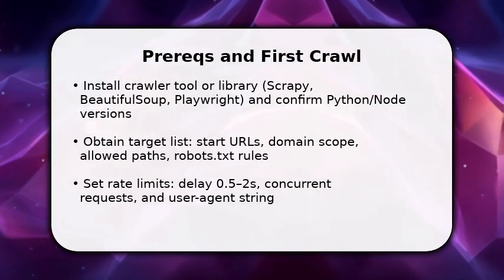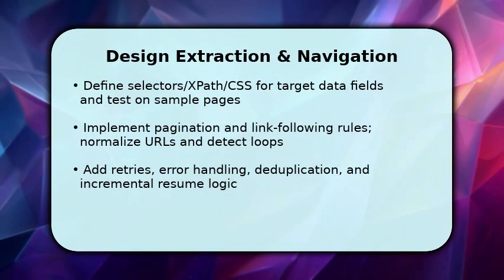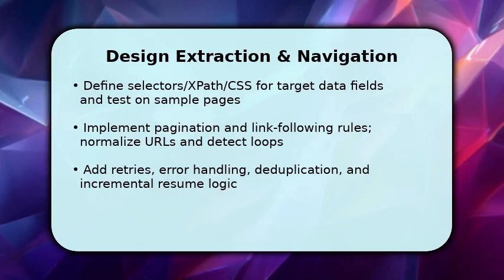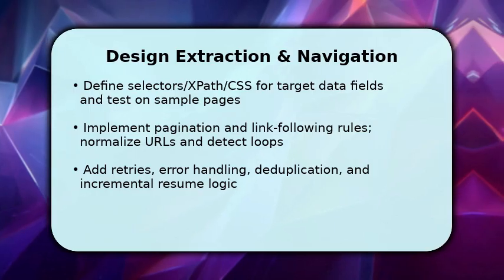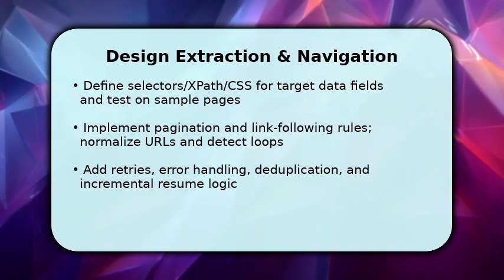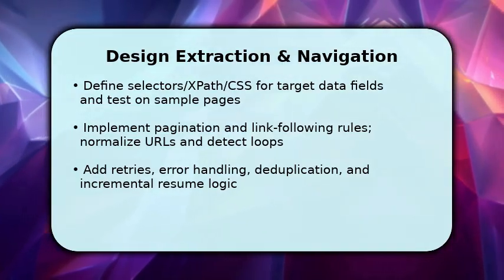Once your test crawl succeeds, build robust parsing and navigation rules. Craft precise selectors and fallback behaviors so you extract clean fields. Implement pagination logic and link discovery, normalizing URLs to avoid duplicate work, and add loop detection to stop cycles. Then add retry policies, exponential backoff, and local deduplication.